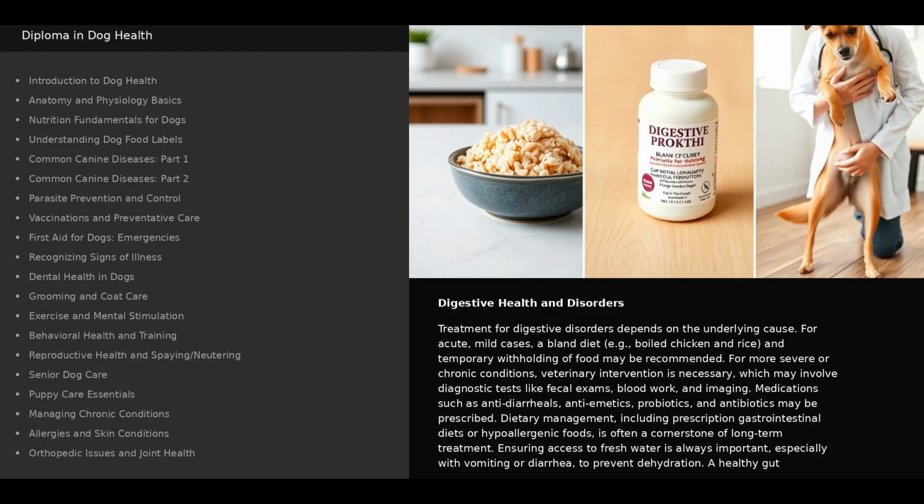For more severe or chronic conditions, veterinary intervention is necessary, which may involve diagnostic tests like fecal exams, blood work, and imaging. Medications such as antidiarrheals, antiemetics, probiotics, and antibiotics may be prescribed. Dietary management, including prescription gastrointestinal diets or hypoallergenic foods, is often a cornerstone of long-term treatment. Ensuring access to fresh water is always important, especially with vomiting or diarrhea, to prevent dehydration. A healthy gut contributes significantly to a dog's energy and immune function.